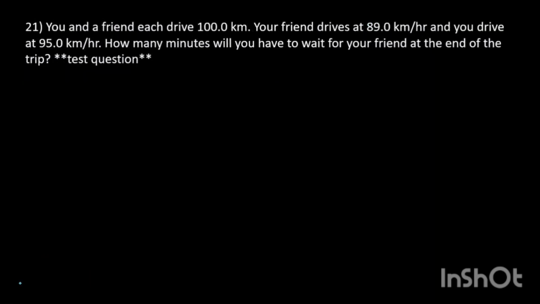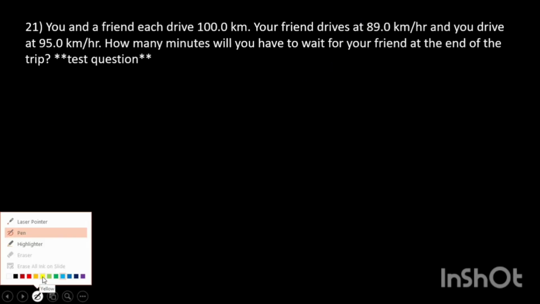Question number 21. It says that you and a friend each drive 100 kilometers. Your friend drives at 89 kilometers per hour and you drive at 95 kilometers per hour. How many minutes will you have to wait for your friend at the end of the trip? How much time do we actually need to wait if he's traveling at a lesser speed? So let us write the two cases here.